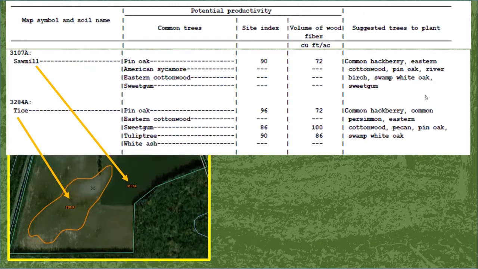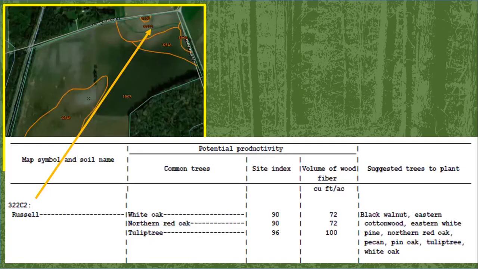On these more flooded sites, they're suggesting things like swamp white oak, sweet gum, hackberry, cottonwood, some of those plants that can handle quite a bit of inundation and flooding. Whereas if we look at this same table for our more upland soils, it's an entirely different set of suggested trees to plant that NRCS is recommending. Everything from black walnut to white oak and tulip poplar are recommended for that particular map unit.